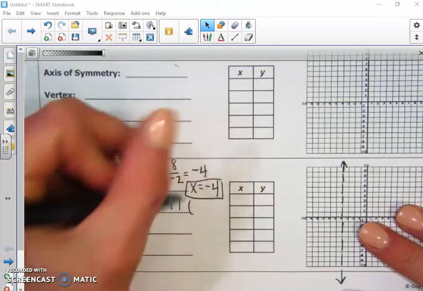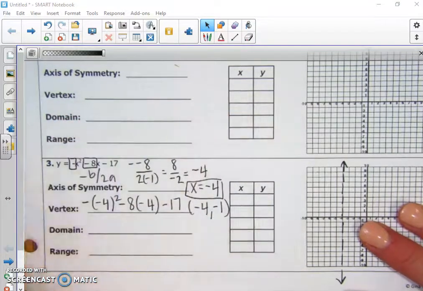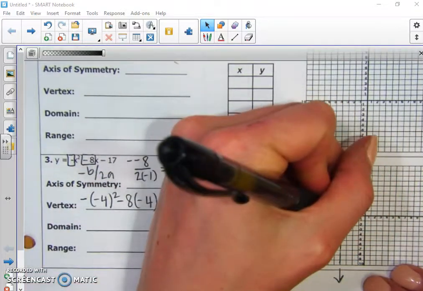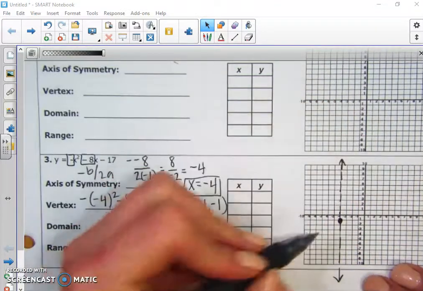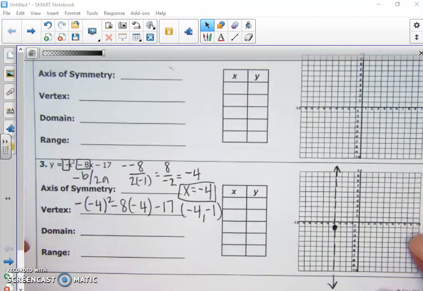So our vertex is on the axis of symmetry, -4, and the point we found, -1. So let's plot that, (-4, -1). Notice our vertex is always on our axis of symmetry. Okay, let's fill in a table.